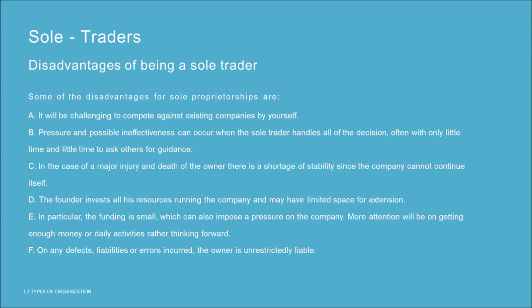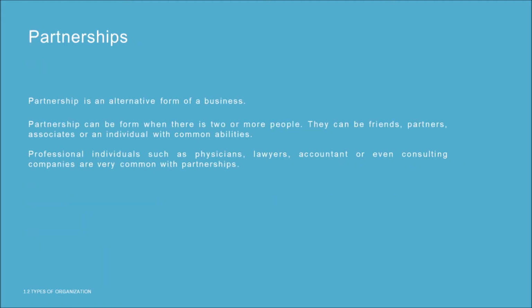E. In particular, the funding is small, which can also impose pressure on the company. More attention will be on getting enough money for daily activities rather than thinking forward. F. For any defects, liabilities or errors incurred, the owner is unlimitedly liable.